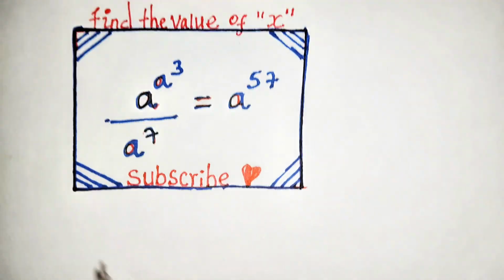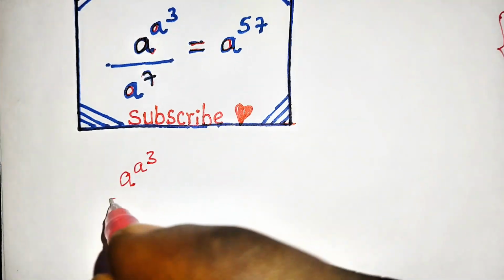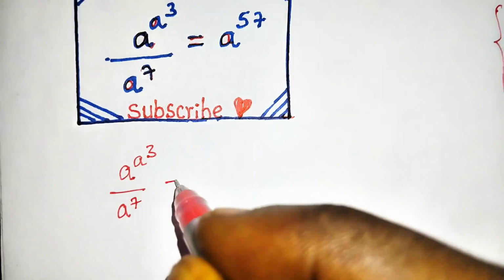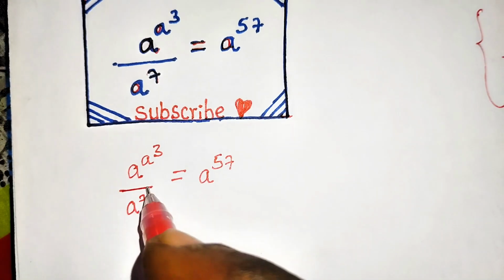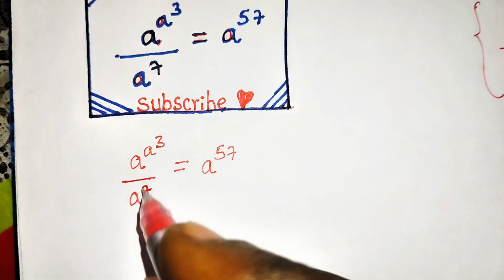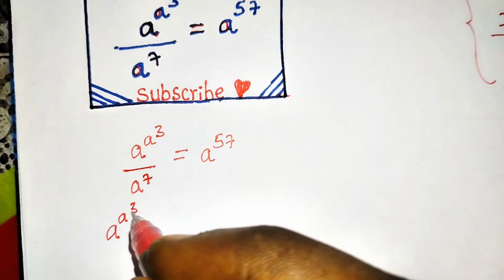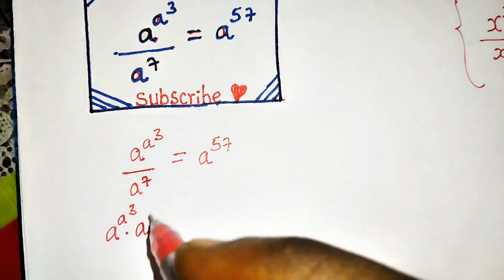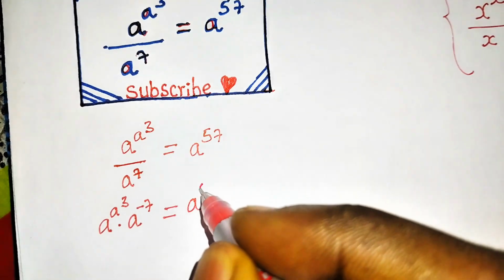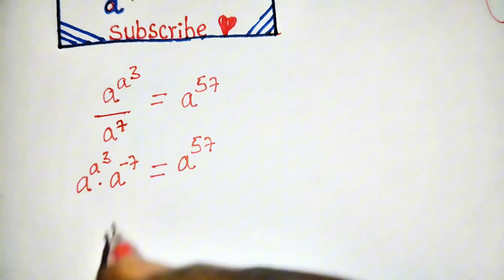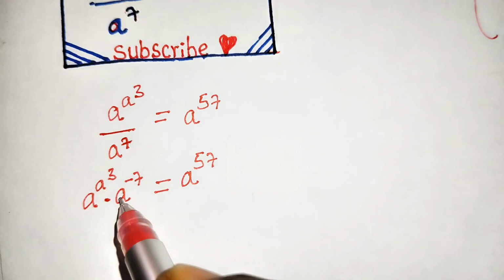Okay, let us solve this problem. It says that a to the power of a cube over a to the power of 7 is equal to a to the power of 57. So, let us bring this a to the power of 7 to the top. So a to the power of a cube times a to the power of minus 7 is equal to a to the power of 57. Since the bases are the same, we can take one base.